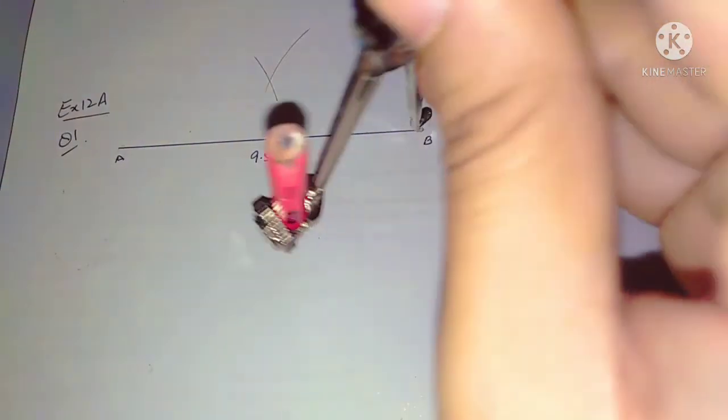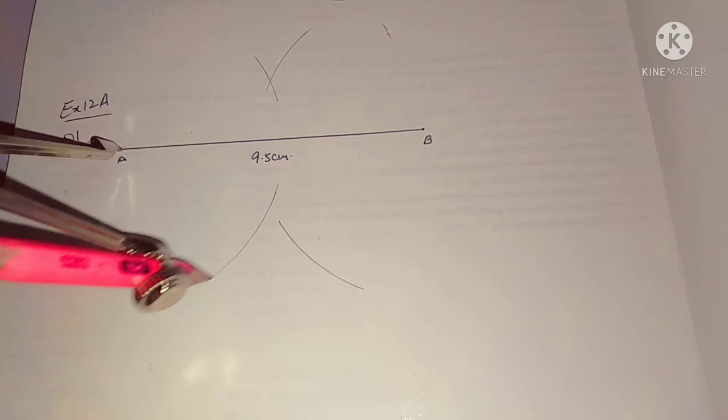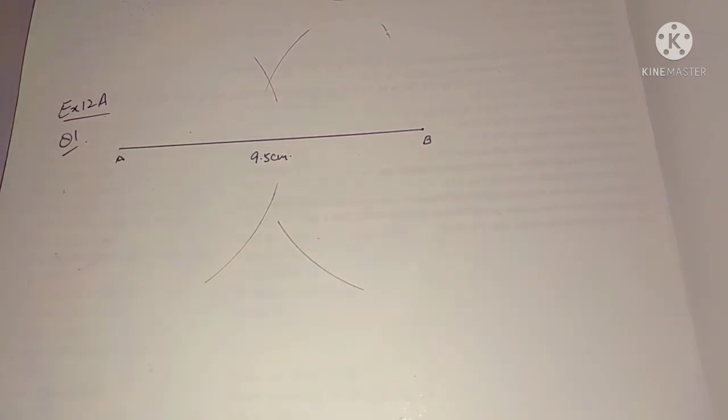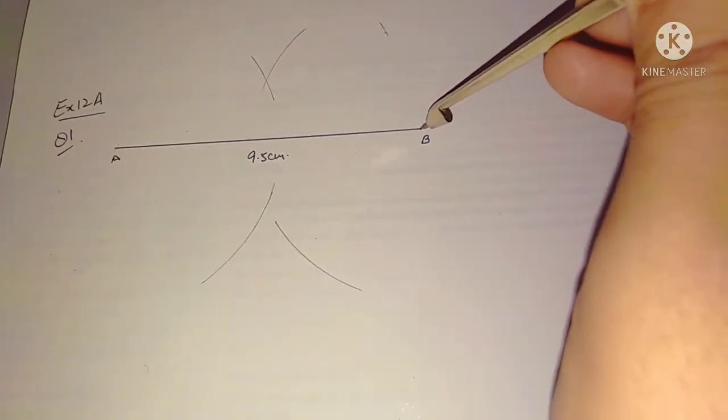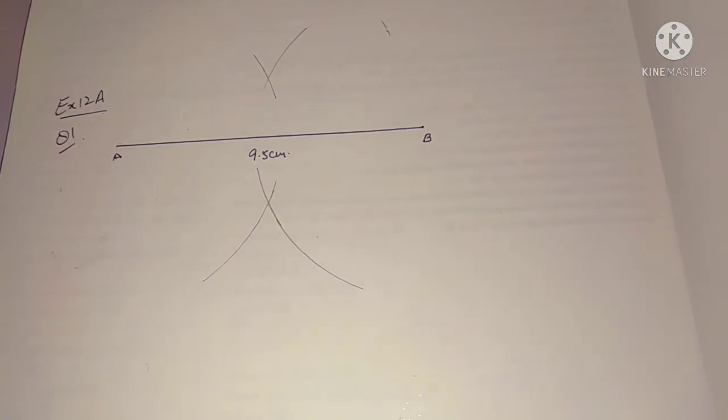In the same way, put on A and draw an arc. Now put on B and draw an arc below like this, and put on A and draw an arc below. So you have to mark two lengths up and down by putting on the points A and B. Again put on B, it must cross here. Now students, this is how you have to draw the arcs.